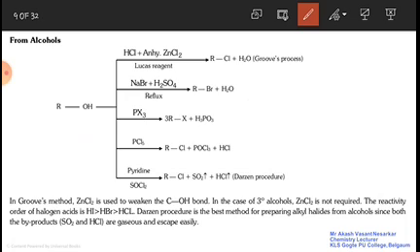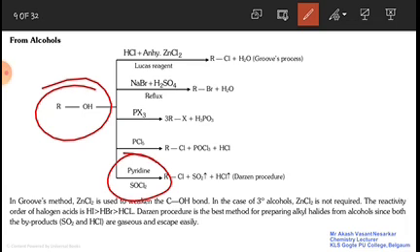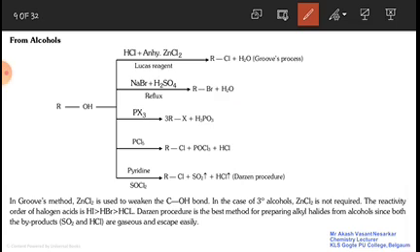Fine. Next one, when alcohol reacts with pyridine in the presence of SOCl2, then you will get haloalkane along with sulfur dioxide, and HCl gas is liberated, and this process is known as Darzens process.